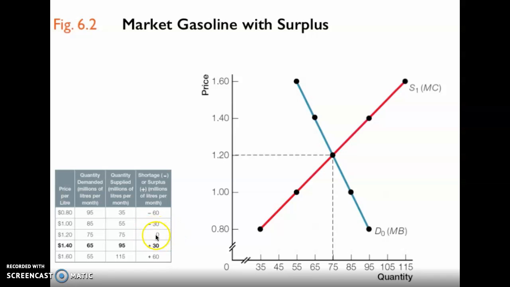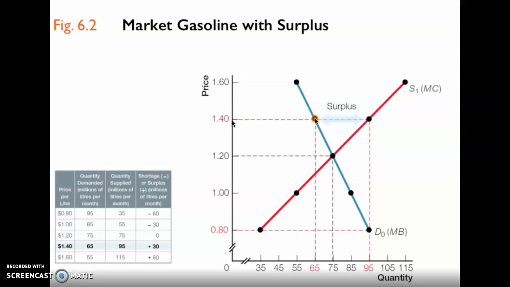So zero right here. Now, what happens if the government decides to impose a minimum price at $1.40? Let's suppose there's a protest from the gasoline producers, and they demanded a higher price, and the government fell for it. So the price is at $1.40 right now.